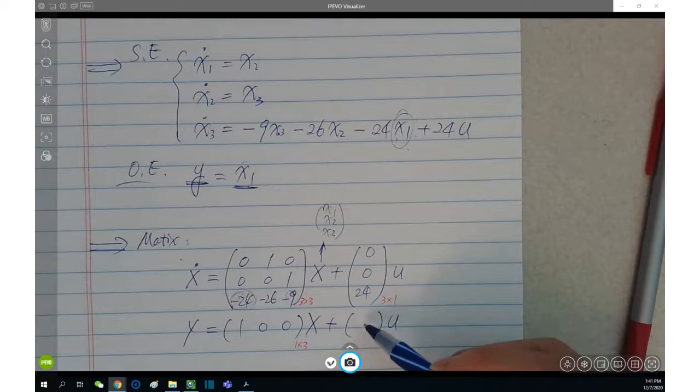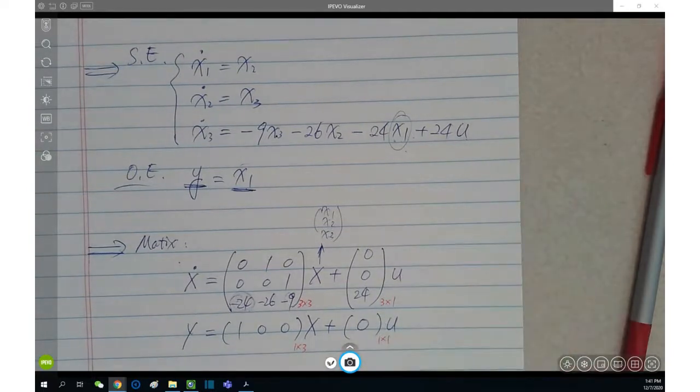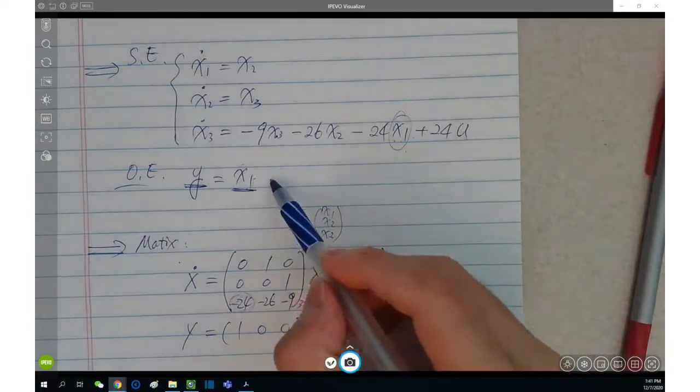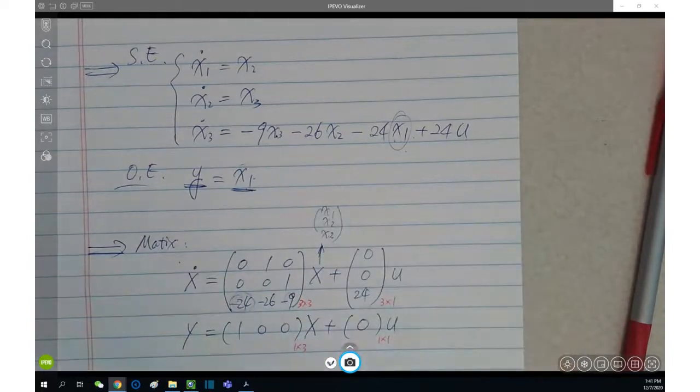Anyone? 0. Noah is right. Output here, there's no input directly. Of course, it's 0 then. The output is not directly contributed by the input. That makes sense. This description.